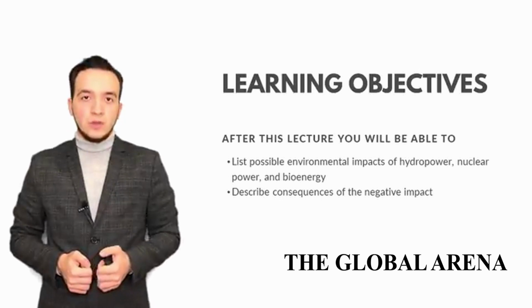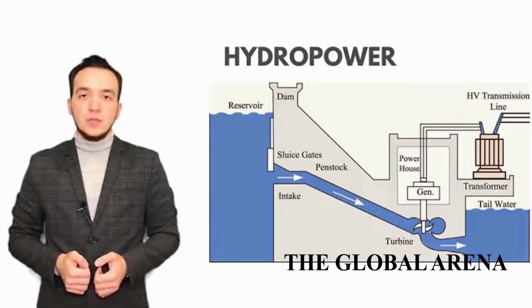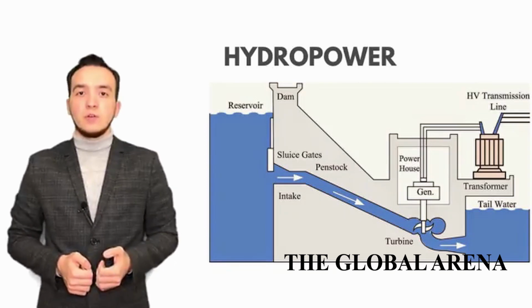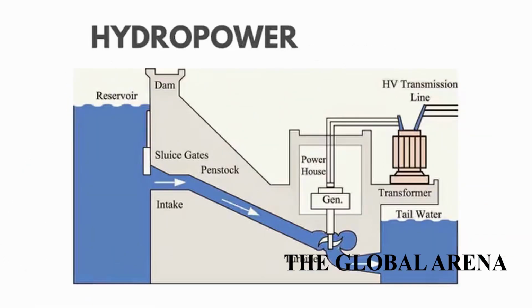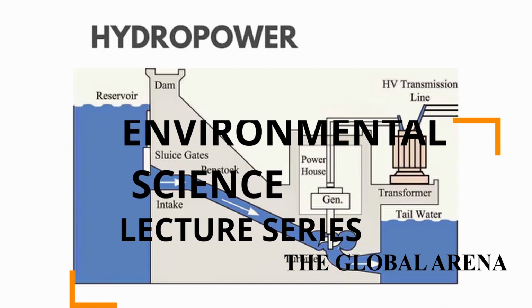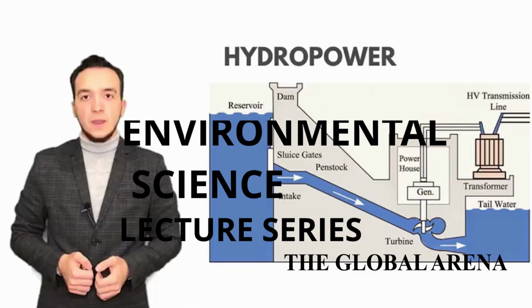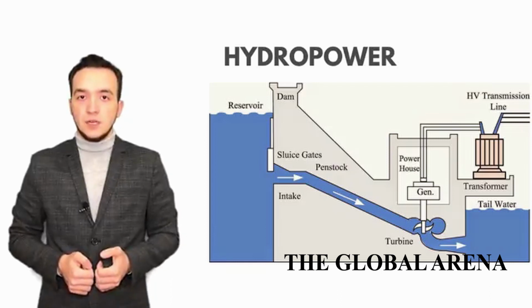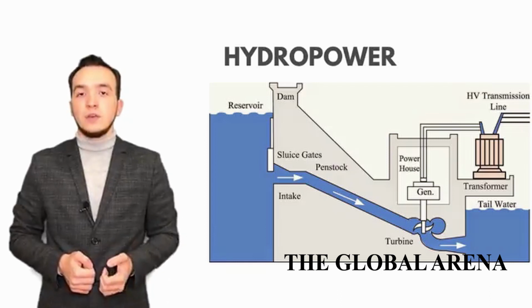We start with hydropower. Let me remind you the principle of hydroelectric power plant operation. Water pressure is created by dam construction. The pressure rotates turbine blades. This rotation activates generators. The river is blocked by the dam, and as a result, territories are flooded by the reservoir.